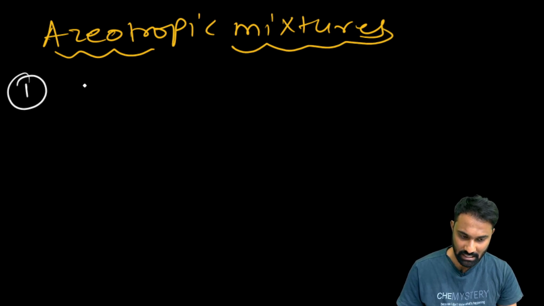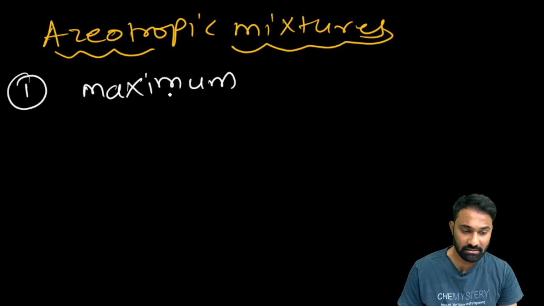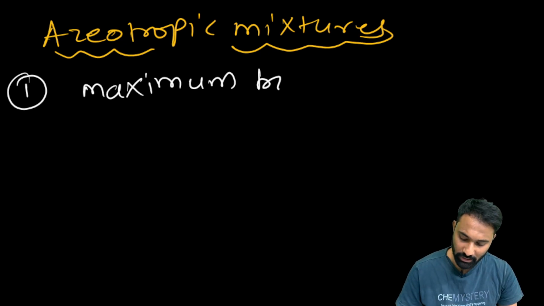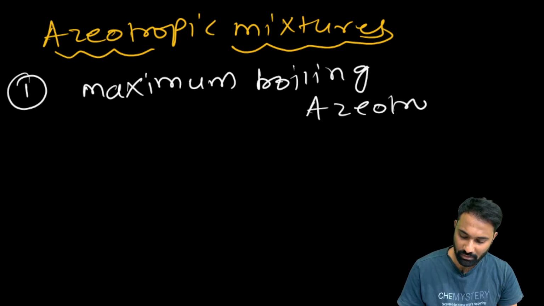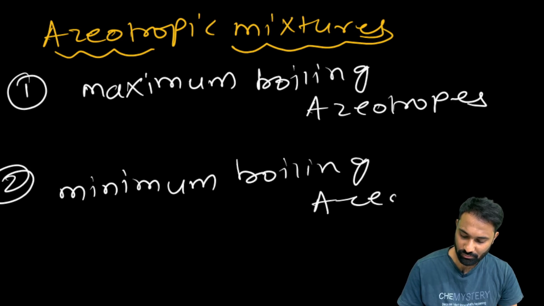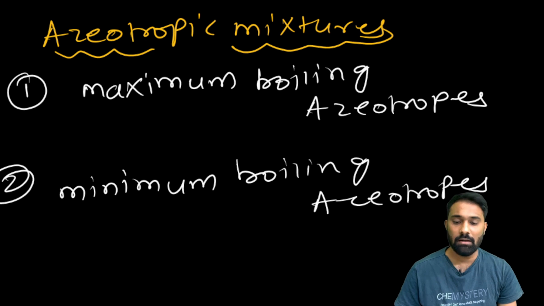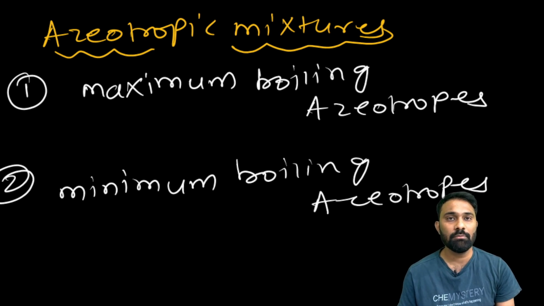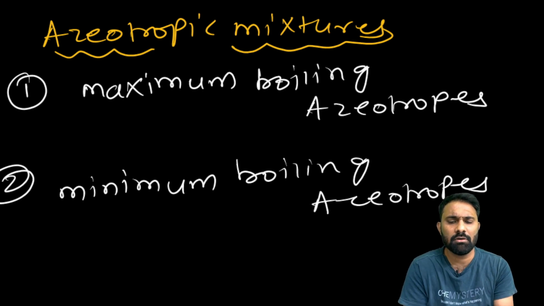First one is maximum boiling azeotropes. Clear? Second one is minimum boiling azeotropes. One is a maximum boiling azeotrope, one is a minimum boiling azeotrope. Sir, what is the meaning of the maximum and what is the meaning of the minimum?